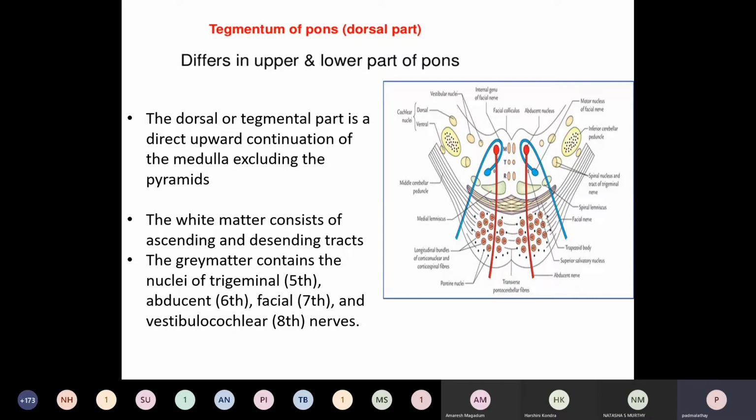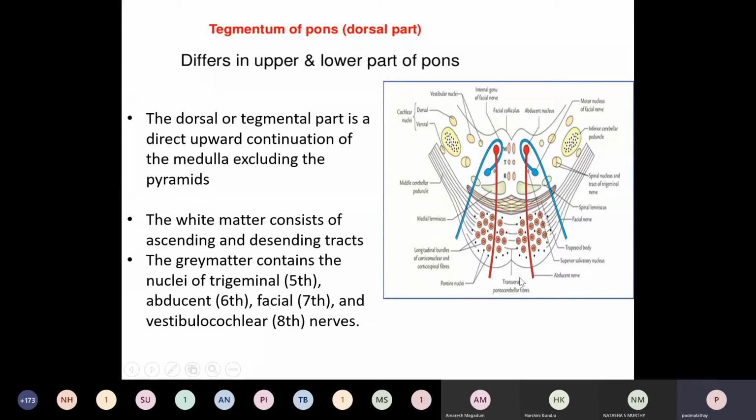Now coming to the tegmentum part. The ventral part here, and the tegmentum part, the dorsal part, that is the tegmental part. This tegmental part differs in the upper and lower pons. Okay. So what is this tegmentum? It is the continuation of the medulla excluding the pyramids. I have told that the basilar part is the continuation of the pyramids. So now the tegmentum is the continuation of the medulla excluding the pyramids.